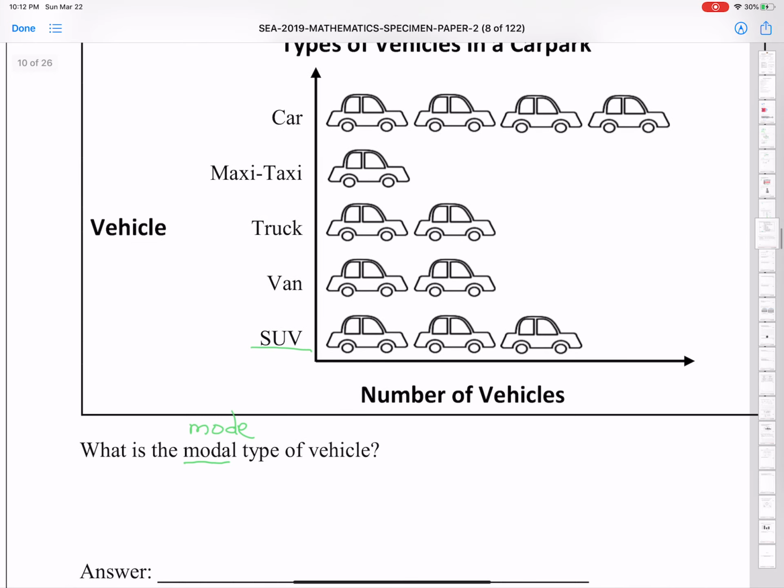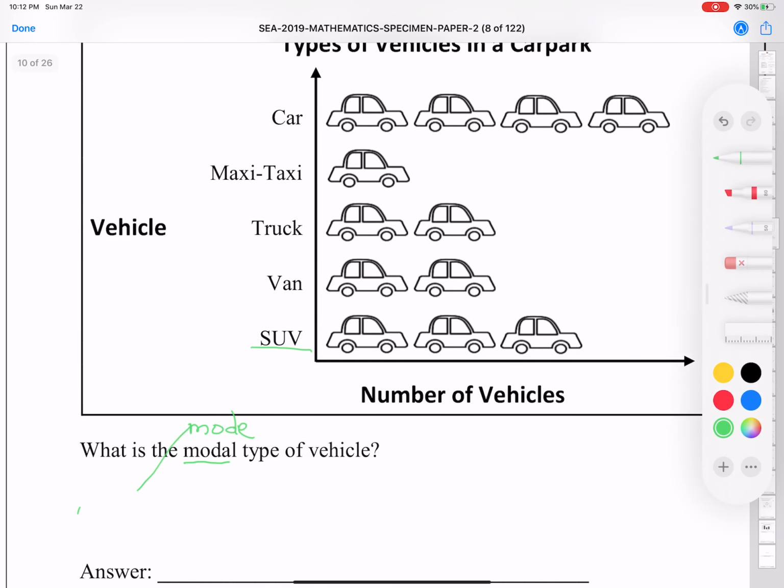And what does mode mean? The one that occurs the most. In this case here, the highest frequency we're seeing, cars represented the most. This is what some people do. 1, 2, 3, 4. And they put a 4 here. Because they said, right, man, I know that. And then they get it wrong.